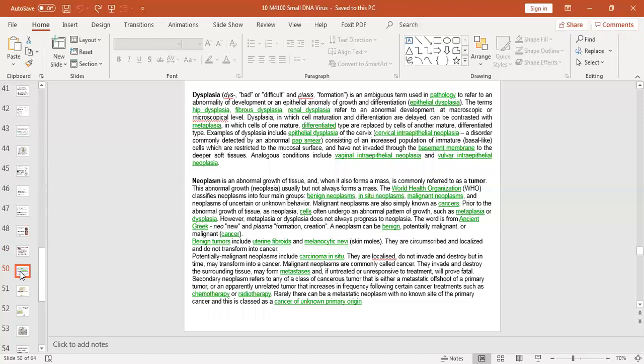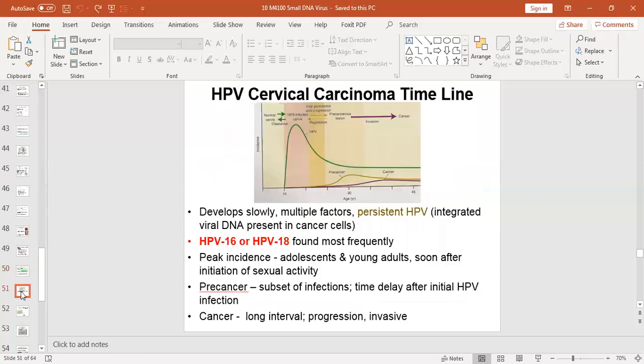Moving to slide 50, I have included a little bit of a description of dysplasia and neoplasia. Just take a look at it, and then I also have some information about a benign and a malignant tumor here. Moving to slide 51, HPV cervical carcinoma timeline. It means how much time it takes from an infection with human papillomavirus to the development of a cervical carcinoma or cancer of the cervix.